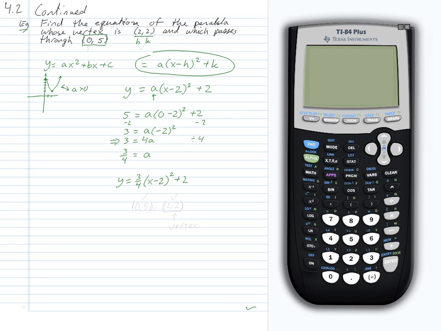Now these are really good ones to plug into the calculator when you're done and make sure that it matches up. So if I plug in 3 over 4 times x minus 2 quantity squared plus 2. And I'll use a standard zoom, since I still have this weird zoom from the previous problem. There we go. So that looks similar to what I kind of sketched out here, but let me make sure this satisfies all of the criteria. We want to see if it contains the point 0, 5 and 2, 2. That's all that we know this parabola is supposed to do.